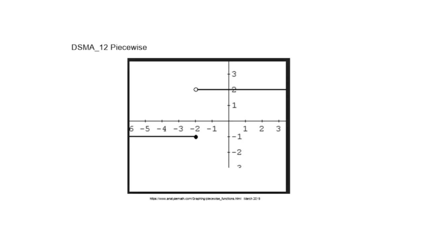All right, let's take a look at DSMA 12 piecewise. So piecewise functions are really just that there's a couple pieces, and it depends on what value of x you have of which function you're going to use. So you can see on this one, this is broken into two parts. I have one function over here and one function over here, and it depends on where you are on the x-axis. So let's take a look.